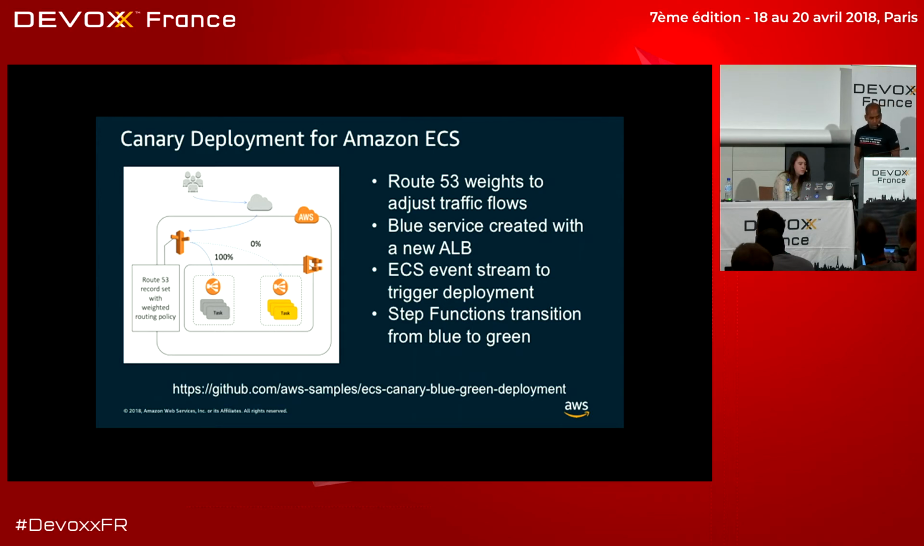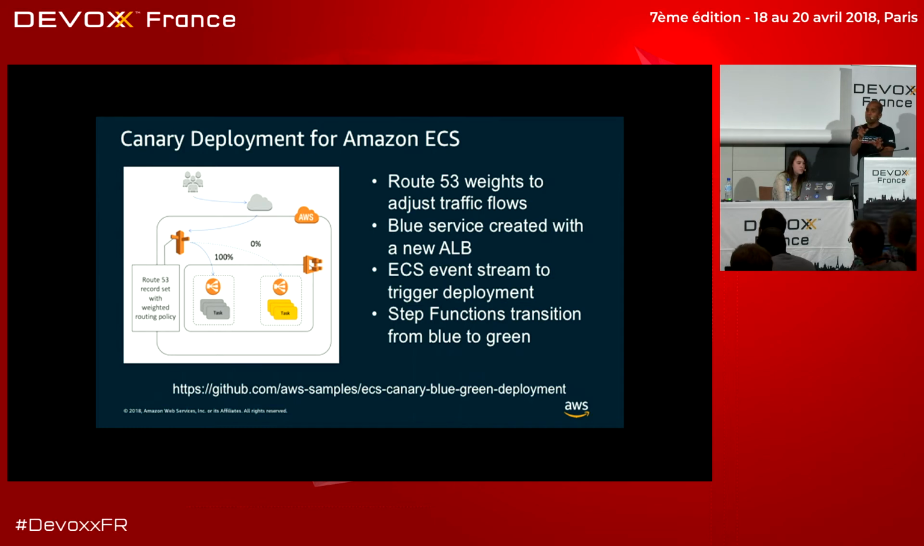Okay? So in this case, the way the Canary deployment is done, the main feature that you're looking at is Route 53's weighted routing policy. So what you do is you have your application up and running in one particular cluster. You bring up a new application. So you have your green application running. You bring up your blue cluster.